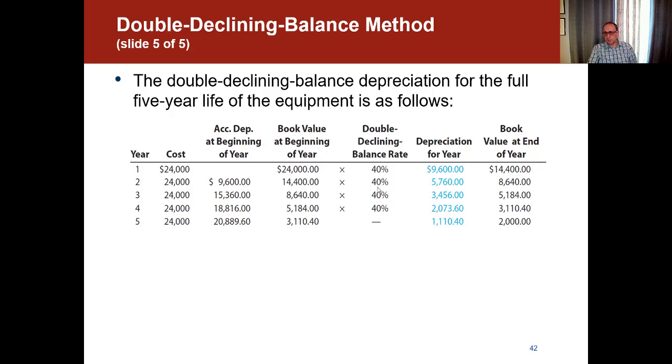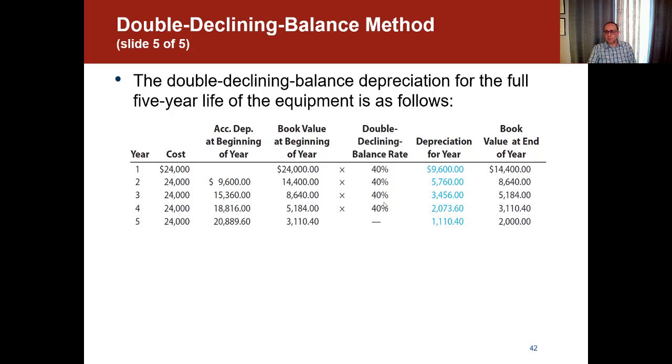Take it again, multiply by 40%, and the amount of depreciation now is declining, 5,760. So we deduct 5,760 from the book value, 14,400, and we get a new book value, 8,640. And now our accumulated depreciation turns out to be 15,360. And how did we get it? It's the 9,600 plus the amount of depreciation for the current year, and it turns out to be 15,360. Deduct the 15,360 from the 24,000, you get the book value. The book value now is 8,640.